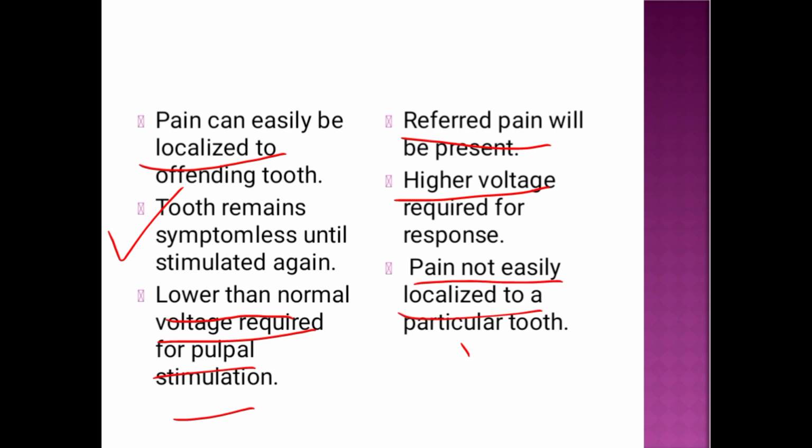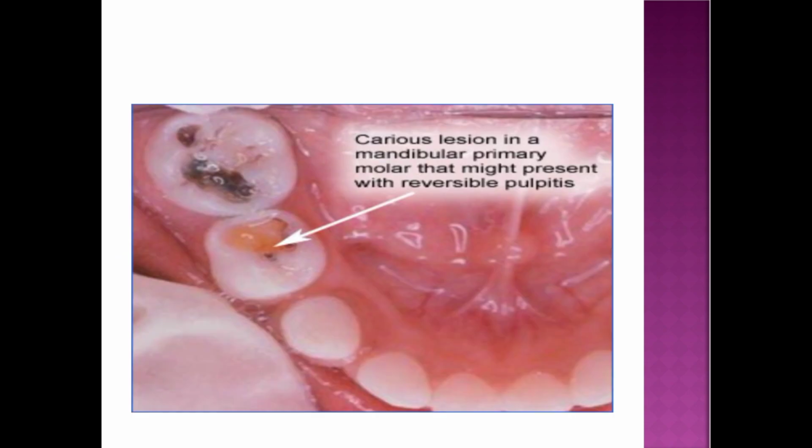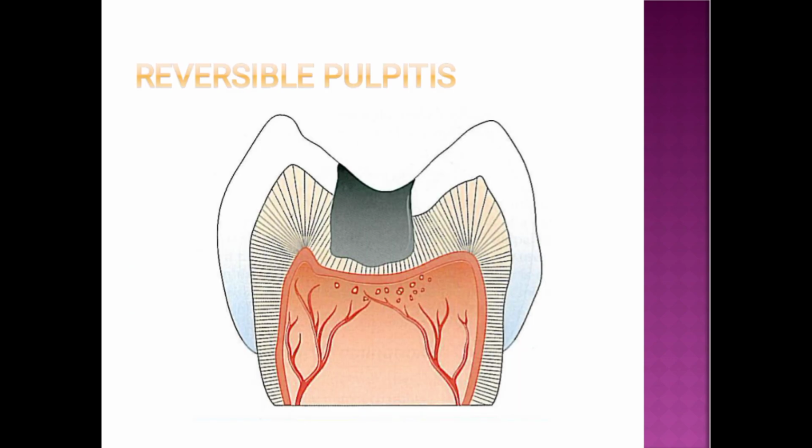The patient will point to the whole jaw as being involved if they come to you in the clinic. Okay. Now, the carious lesion in the mandibular primary molar might present with reversible pulpitis. The patient may have reversible pulpitis.